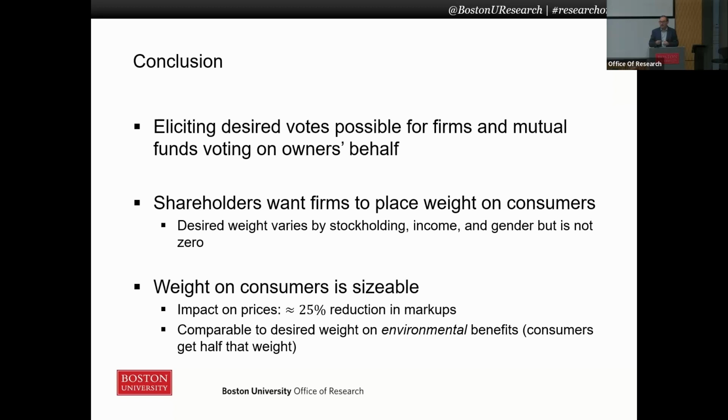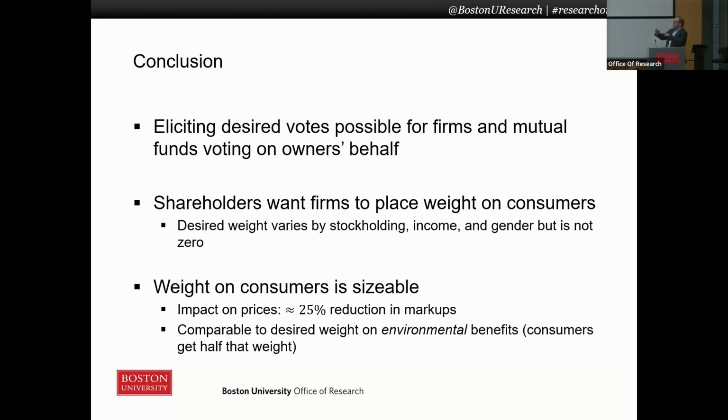One way is to compare it to something else that we're talking a lot about here, which is the desired impact on the environment. Using that same strategic survey question methodology, we can do trade-offs, ask shareholders about trade-offs between profits and avoiding environmental damage and placing a dollar amount on that. We can elicit then a desired weight on environmental benefits and compare that to our desired weight on consumer welfare. Good news for this conference is that people also care about the environment, and in fact, they care about the environment more than they care about consumers, so the weight on the environment is about twice that on consumer well-being.